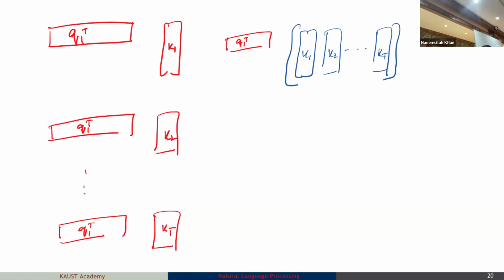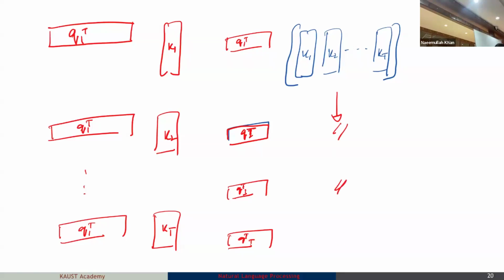I'm hoping that you would allow me to do the same for query at time 2, query at time 3, and query at time t. This matrix would come as is, right? This is just copied, copied, copied.